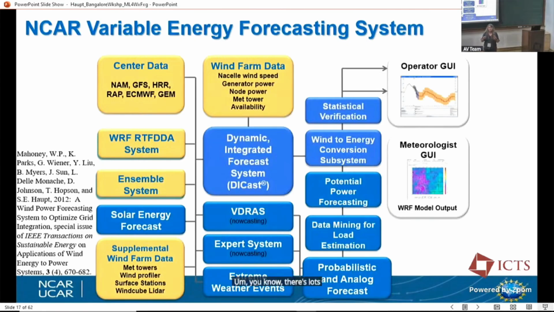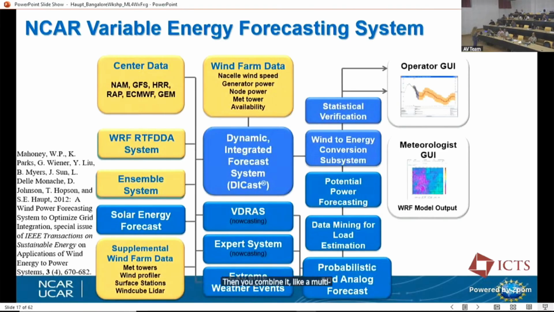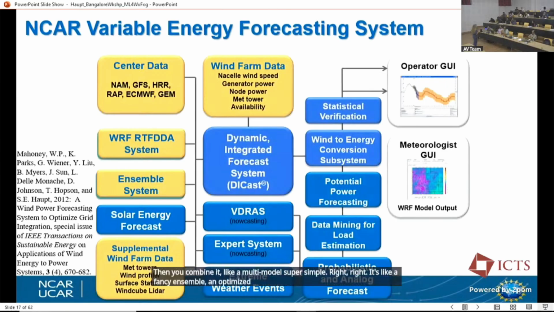There's lots of variables. It has probabilistic prediction built in these days. And we're always updating it. We're in the midst of trying to add some of the AI foundation models to it right now, as well as new probabilistic techniques. So it's like a super ensemble technique, you are saying. So you have the hindcast curves available in the past, and then you reduce the error for individual models. Then you combine it. Like a multi-model super ensemble. Right. It's like a fancy ensemble, an optimized ensemble, better than just taking an ensemble mean.